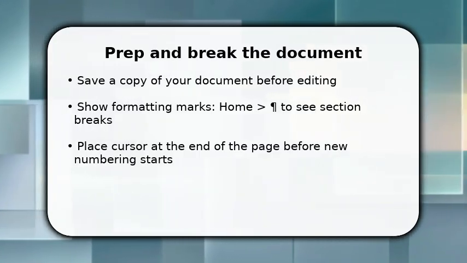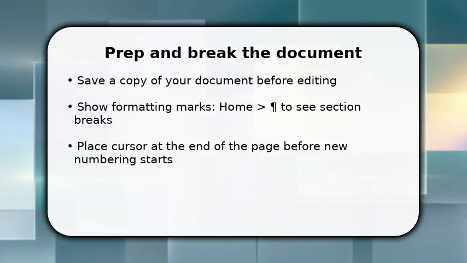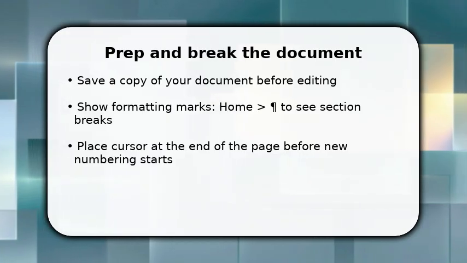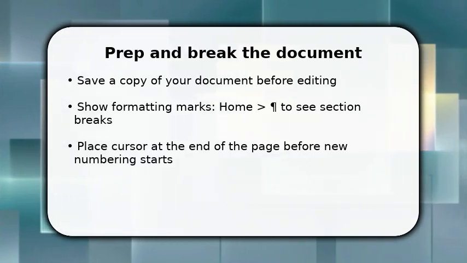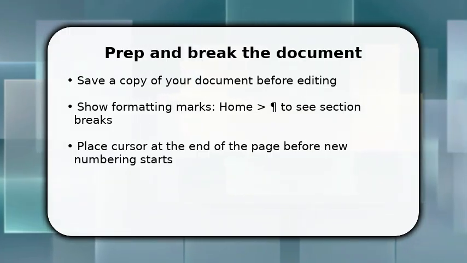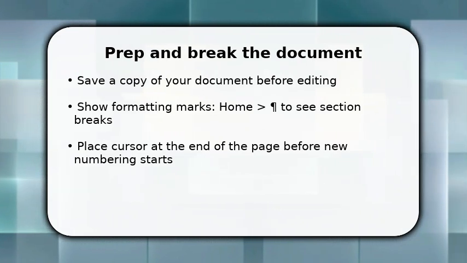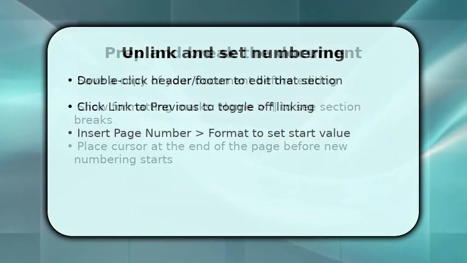This isolates pagination. Once done, make sure your footer or header area is accessible by double-clicking it so you can change page numbers for that new section without affecting the previous pages. You now double-click the header or footer in the new section to edit it. Look for link to previous and turn it off so numbering can differ.